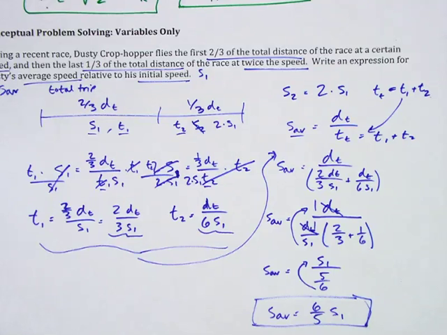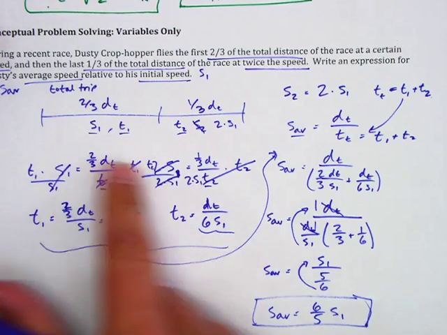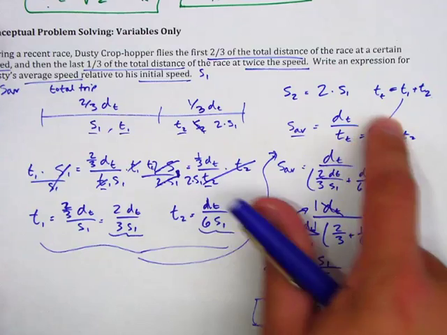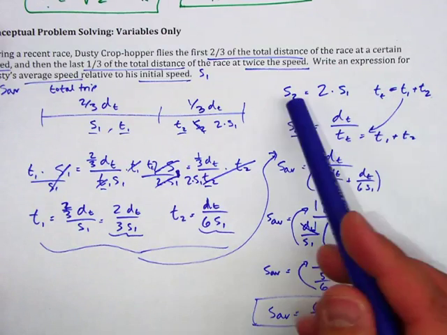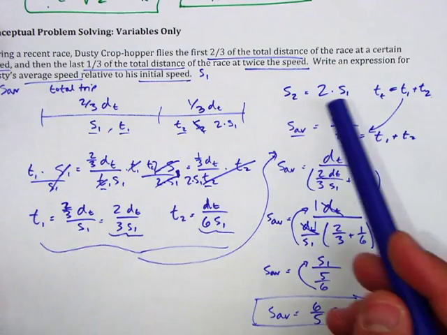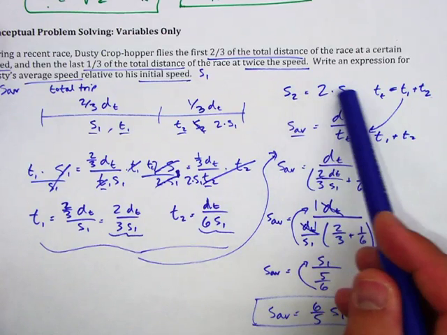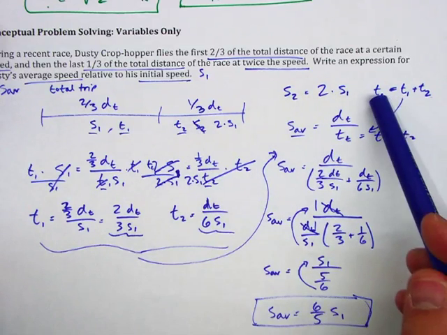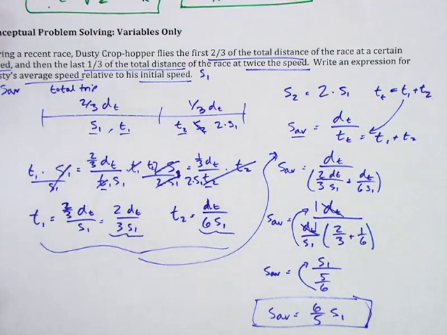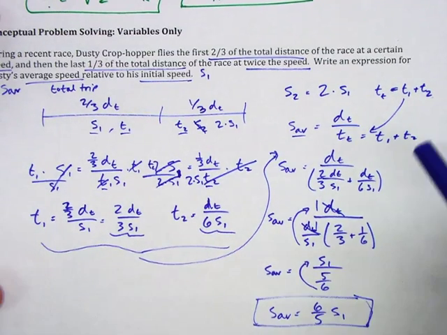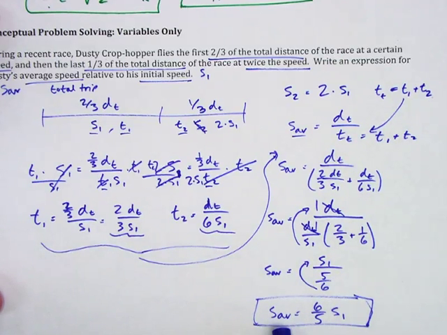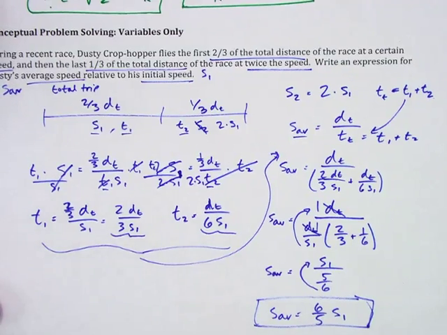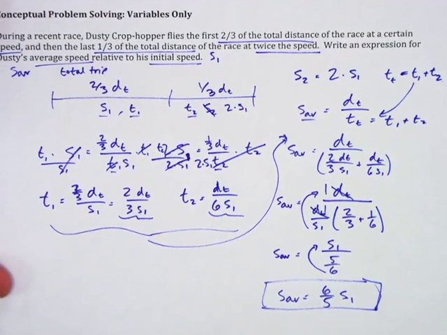So what I want you to see with that is that I never needed to use numbers. What I used were expressions for the speed during the first part and the second part, an expression for the overall speed, and then combinations of relationships that I know. I know S2 was twice S1, so I eliminated S2, and I know time total was a combination of the two times. And by combining them and simplifying, I'm able to get an expression for the average speed in terms of only the initial speed. And that's solving a conceptual problem with variables only.